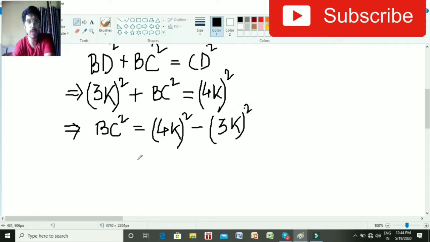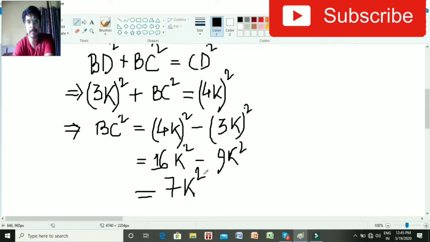Okay, so what will be the value? The value will be 4k whole square, that will be 16k square, minus 3k whole square, that will be 9k square. So the value that will come will be 16 minus 9, that will be 7k square. So BC square is equal to 7k square.